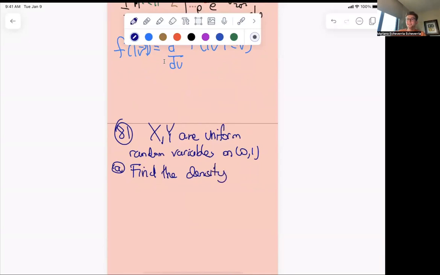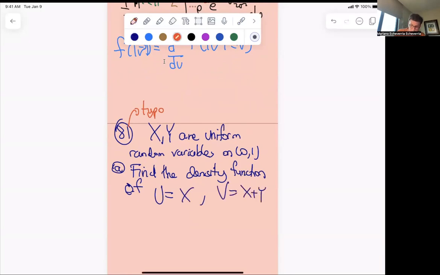By the way, this is good that you are asking me about this one because I did have a typo on this problem. I'll say what the typo is in a moment. Then find the joint density function of u equals x and v equals x plus y. The typo was that in the PDF I had written y equals x, so that was a mistake on my end.